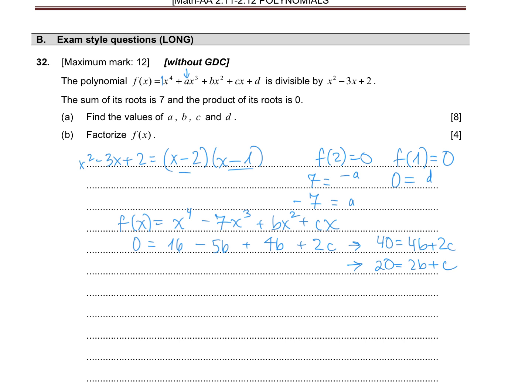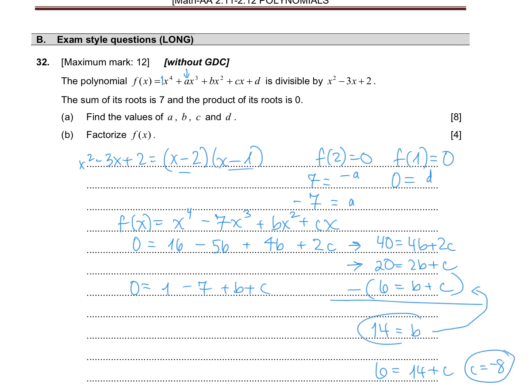So that's one equation, and then we'll have 0 equals, when we substitute in 1, so I have 1 minus 7 plus b plus c, so negative 6 equals b plus c, and we can subtract, so we're going to have 14 equals b, and the c's are eliminated, and then this can go into this one, so we'll have 6 equals 14 plus c, and that will be negative 8.